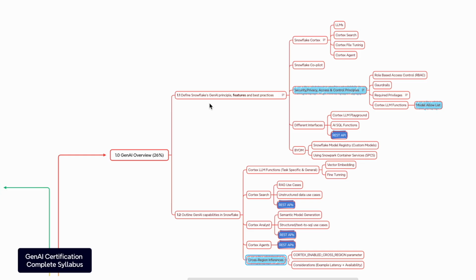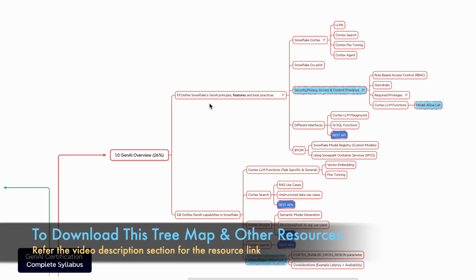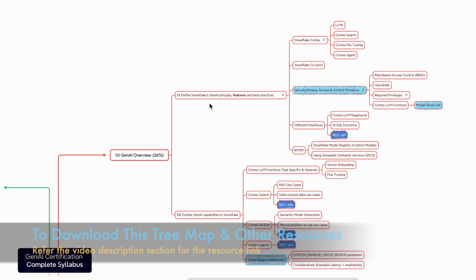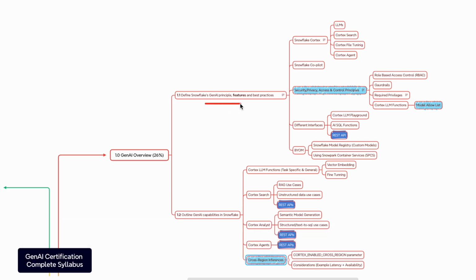So let's discuss in which order you have to study and what you can expect in the exam. You have to first start with Snowflake GenAI principles and its feature categories, and how to solve structured and unstructured use cases using different features, and how Snowflake maps these different use cases under different Snowflake Cortex features. Then different interfaces like SQL, Playground, or REST, followed by security, privacy, access control principles, moving to cross-region inference, and finally opt-in and opt-out Cortex features and behavioral changes. If you jump randomly, you will get confused.